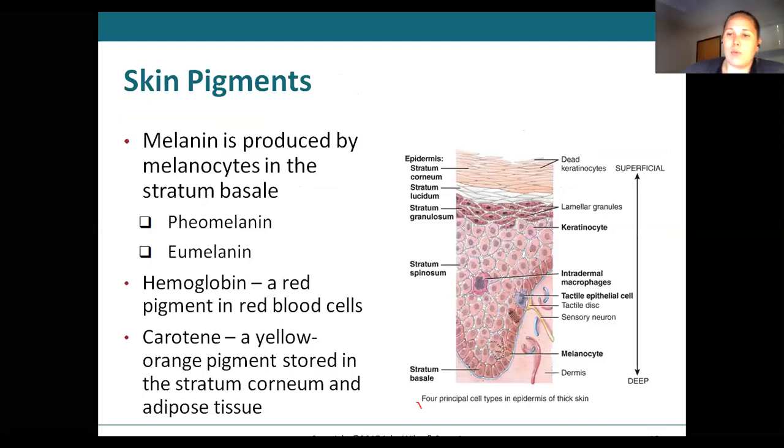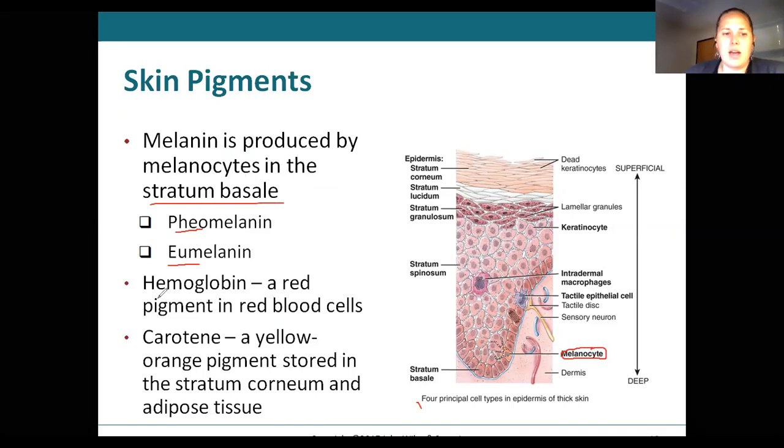Okay, so we've been talking about the different cell types that are present in the epidermis. One cell type that we've revisited multiple times is the melanocyte. So the melanocyte that you can see located here in the basal layer, stratum basale, is producing the pigmentation for the cells. There are two types of melanin that are produced by the melanocytes. Pheomelanin is going to produce yellow-red tones, and eumelanin is going to produce more of the brown-black tones.